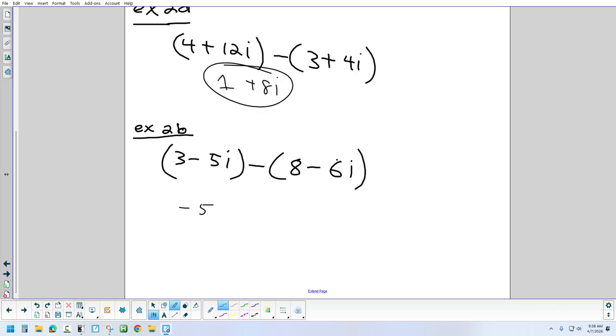And Madison, how about the imaginary part? Negative 5i minus negative 6i. 1i. It's negative 5 minus minus 6. So that becomes negative 5 plus 6. So you can write 1i. Or when it's a 1, you could just write i. You don't have to put the 1. Right, if you put it, it's fine too. Okay. Any questions on that?